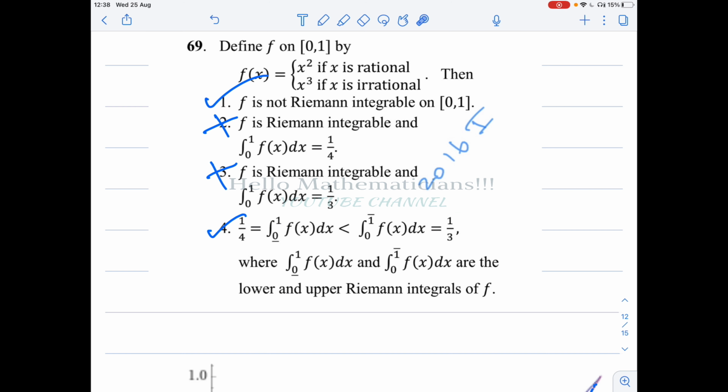It is a Part C problem. More than one option is true. So you see I have marked options 1 and 4 as true. So let's see why this is the case.